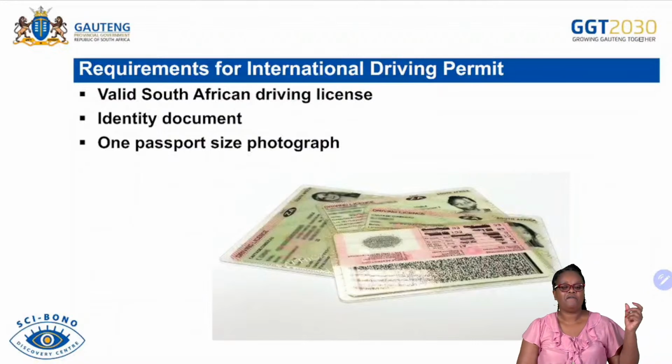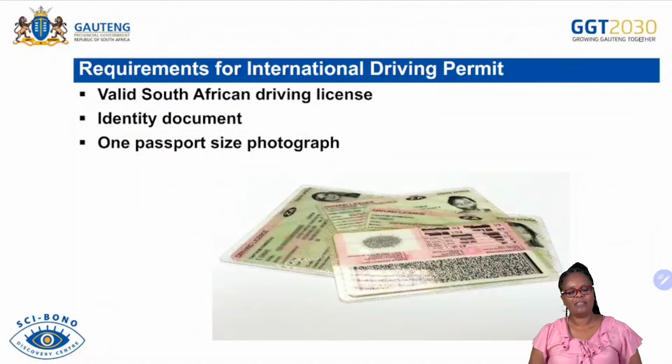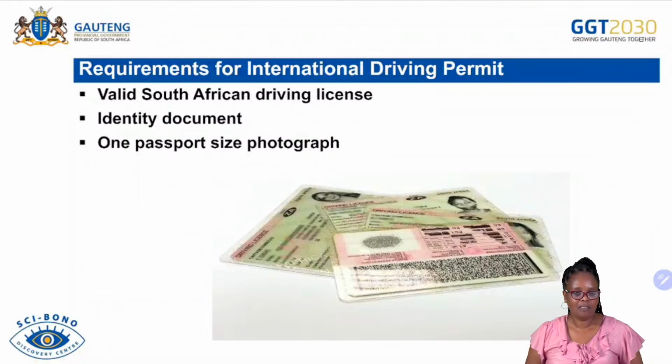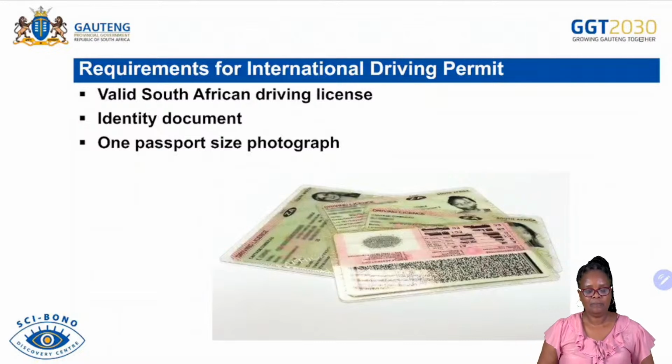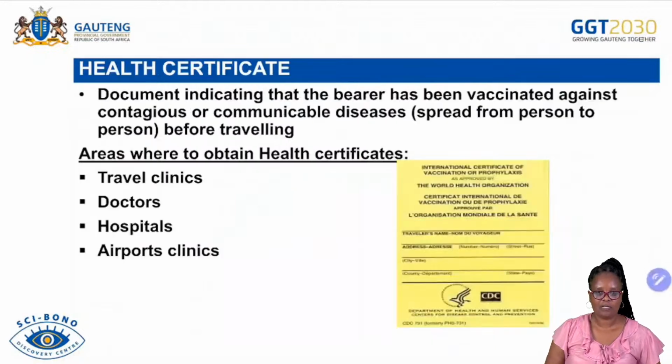You must have a valid driver's license, not an expired one. Not the one that will be expiring soon, but it must be valid. Also, they'll need your identity document and one passport size photograph. These are the documents that you need when you travel from your country to another, especially the international one.